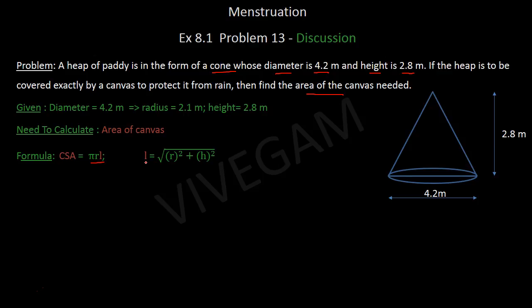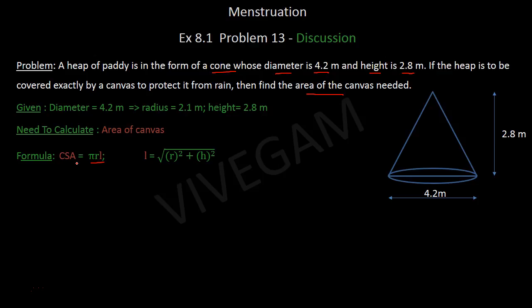The formula for L, the slant height, is root of radius square plus h square. We know radius, we know height. So using this formula, we'll be able to calculate slant height. And once we know slant height, you can go ahead and substitute that value of radius and L here and calculate CSA. I've been telling all these things right from the beginning.